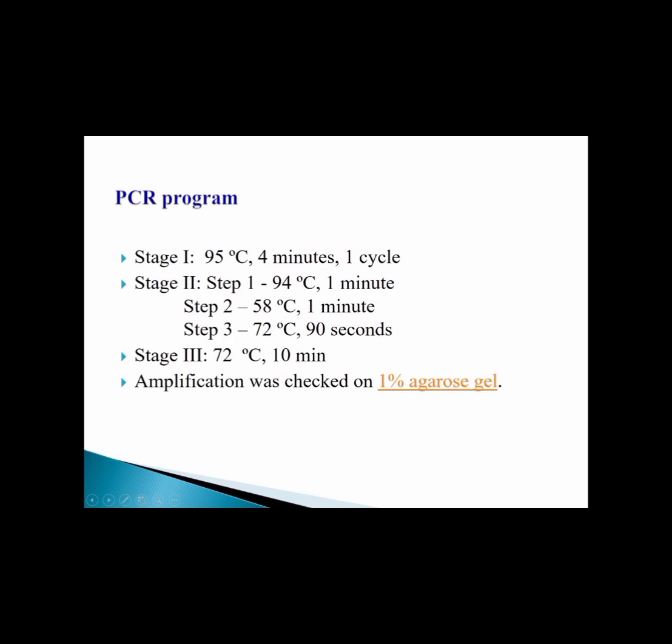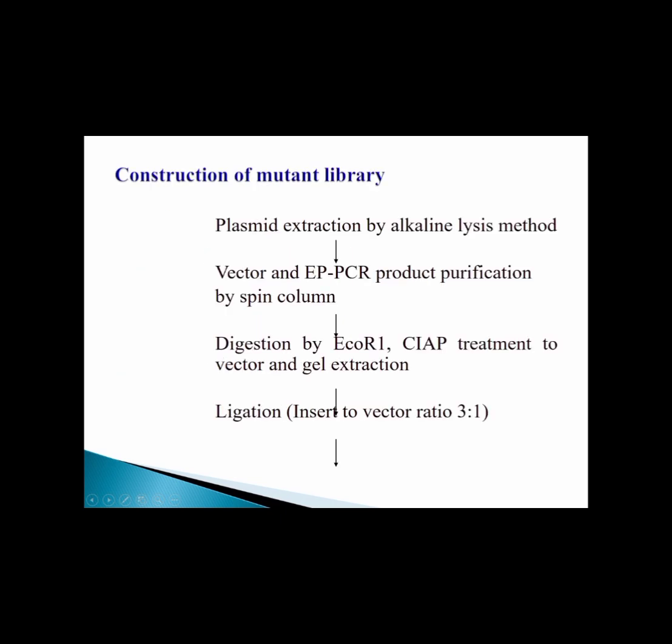95 degrees centigrade, 4 minutes, 1 cycle. Stage 2, step 1, 94 degrees centigrade, 1 minute. Step 2, 58 degrees centigrade, 1 minute. Step 3, 72 degrees centigrade, 90 seconds. Stage 3, 72 degrees centigrade for 10 minutes.